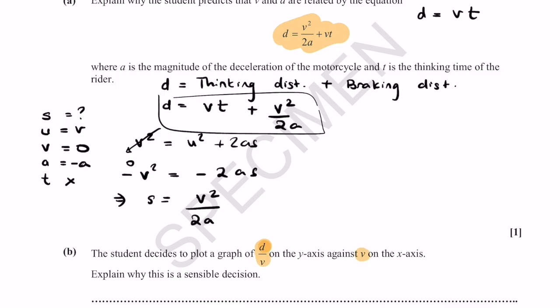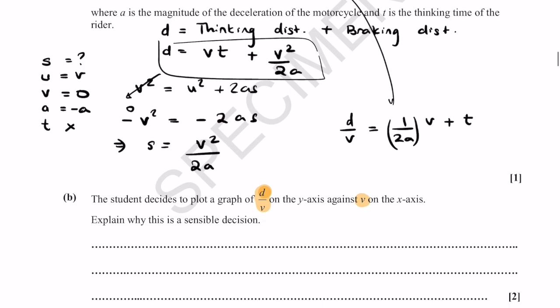That means we need to modify this equation slightly and divide both sides by v, because we want that on the left-hand side. One of the v's will cancel out with v squared, so it will just give you v over 2a, and then the v cancels out with the v in the thinking distance term and gives you basically t.